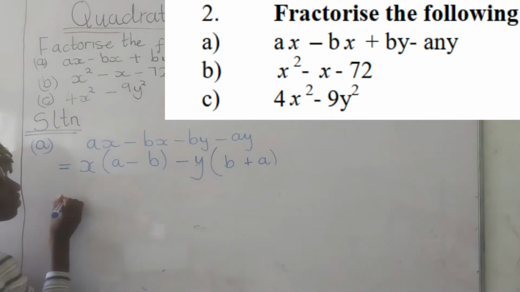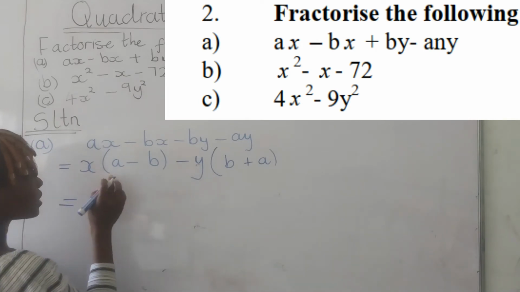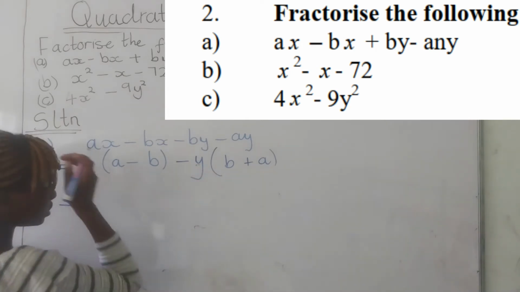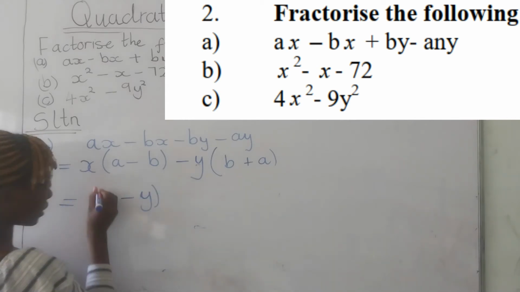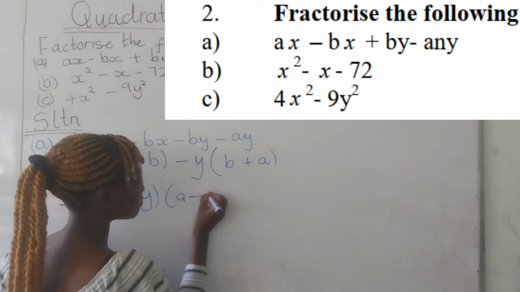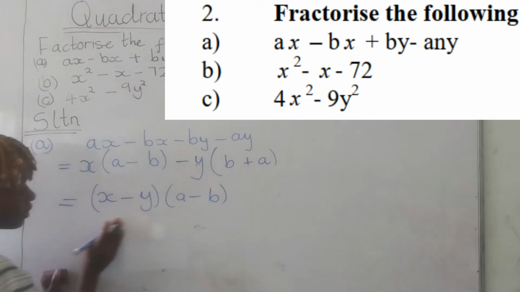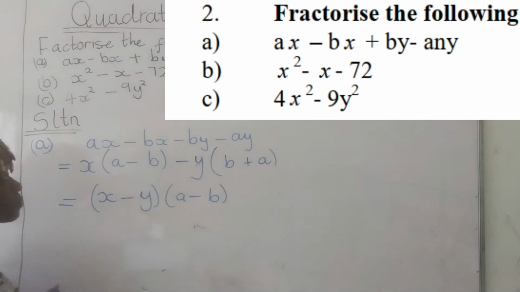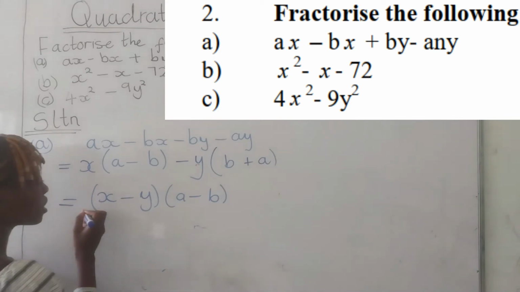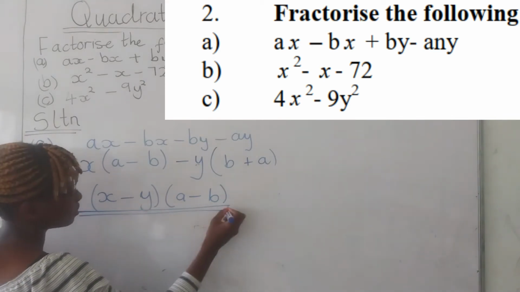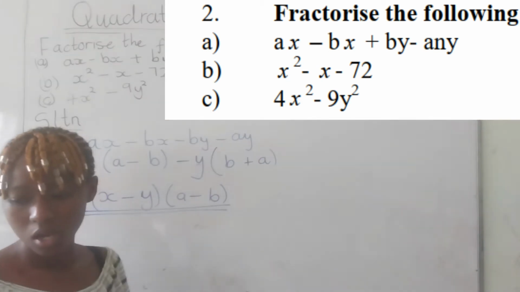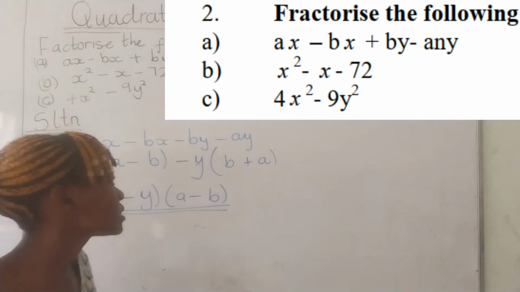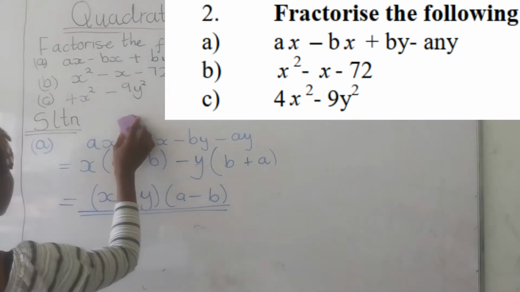Okay, we continue by simplifying. Then we say we have this as common. Now we take x minus y. We say x minus y, bracket, and a minus b. So for the first part, we have factorize. What is to factorize? To factorize is to put brackets, for those who didn't know.